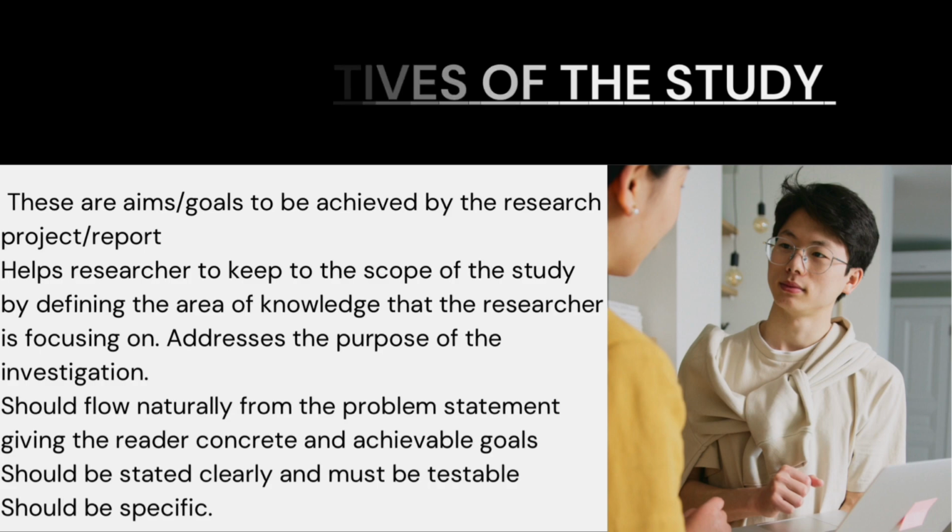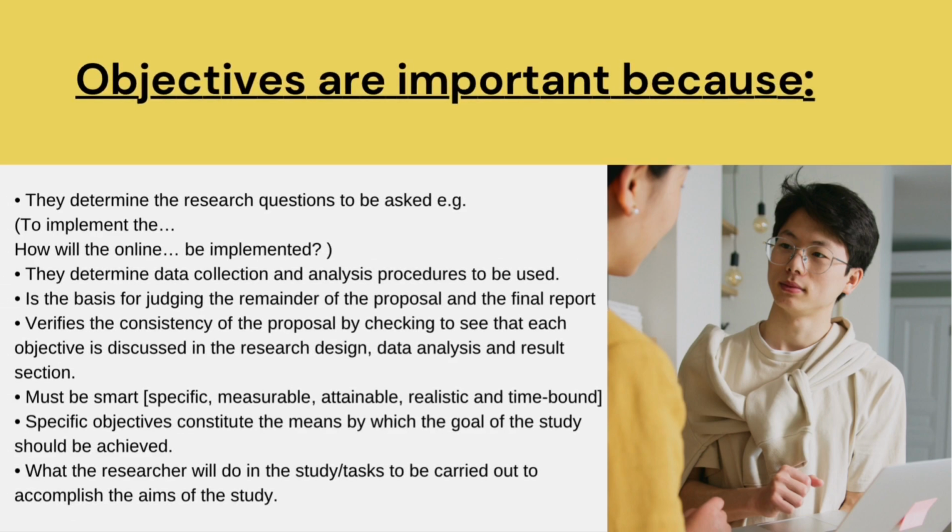They should be specific. Objectives are important because they determine the research questions to be asked, for example, to implement the system to a specific group. And now your research question should be, how will the online system be implemented? Something of that sort. They go hand in hand. Another importance of objectives is that they determine data collection and analysis procedures to be used, are the basis for judging the remainder of the proposal and the final project, and verify the consistency of the proposal by checking to see that each objective is discussed in the research design, data analysis, and result section.